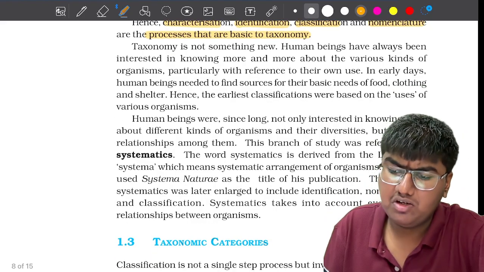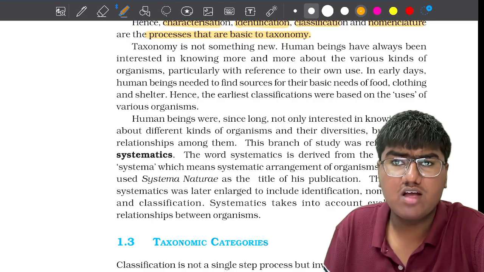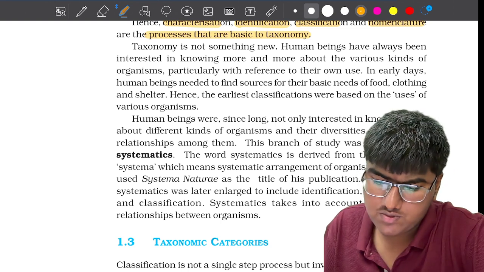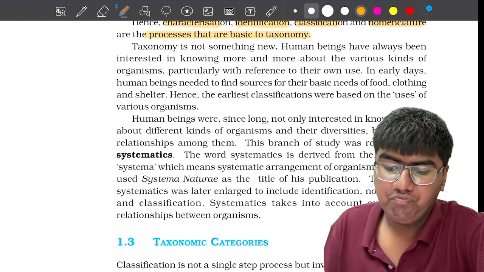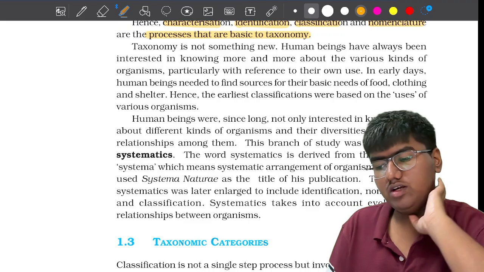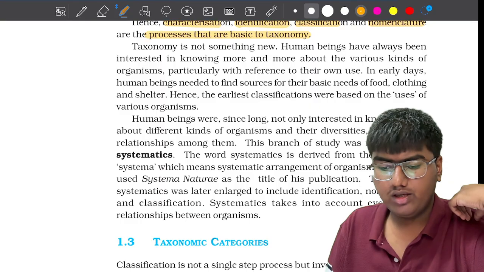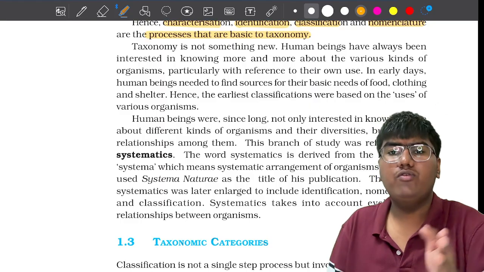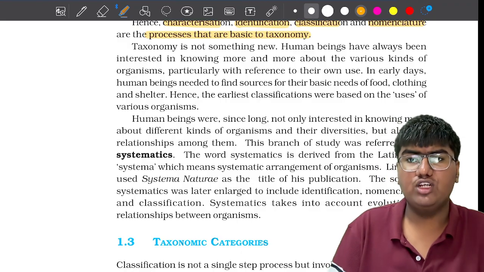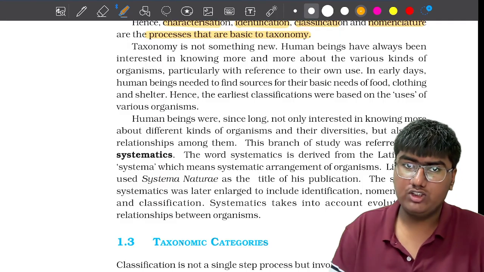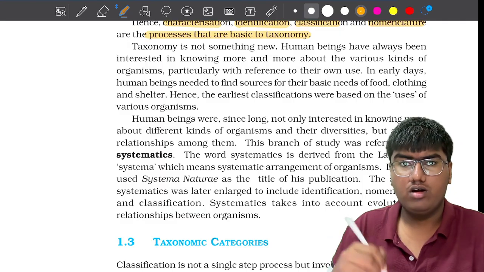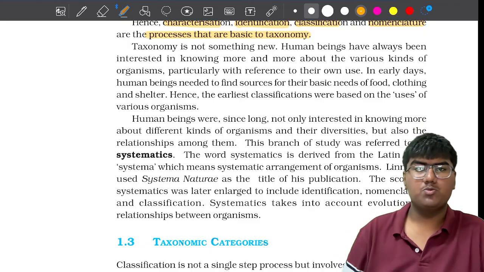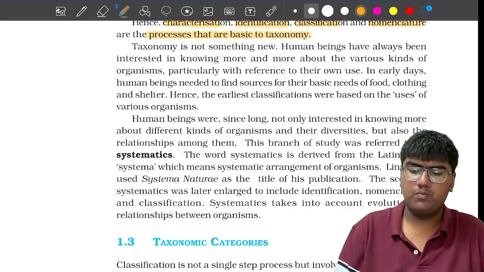Taxonomy is not something new. Human beings have always been interested in knowing more and more about various organisms. In earlier days, human beings needed to find sources of their basic needs of food, clothing, and shelter. Hence, the earliest classifications were based on uses. There were many different bases of classification, which we will study in the next chapter, that is biological classification. So let's skip this part now.